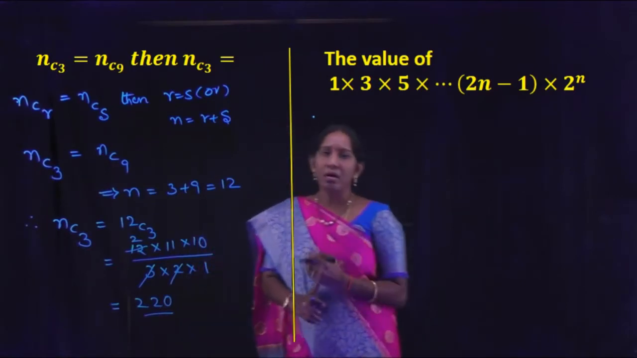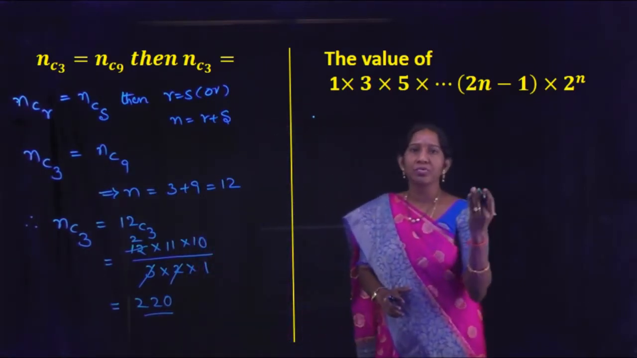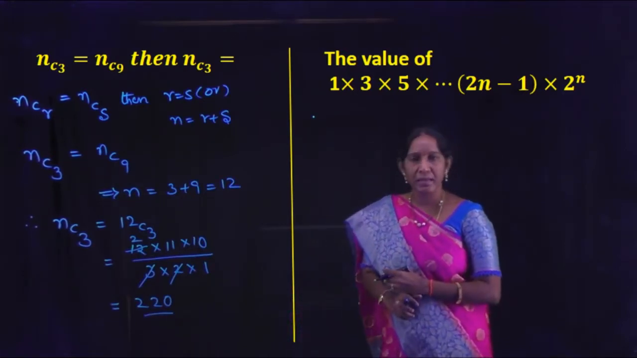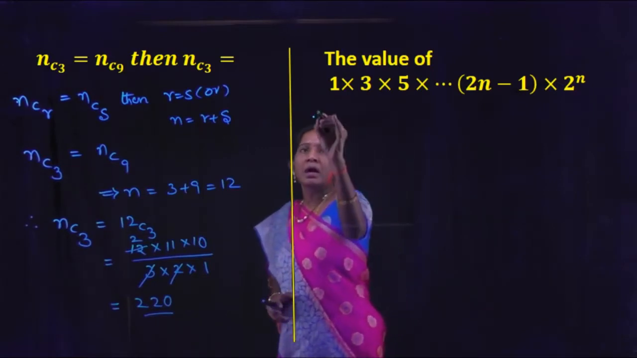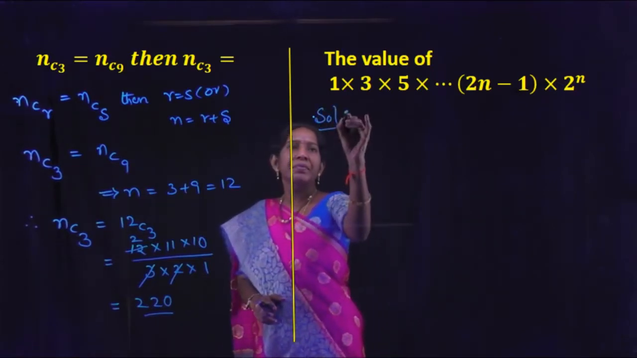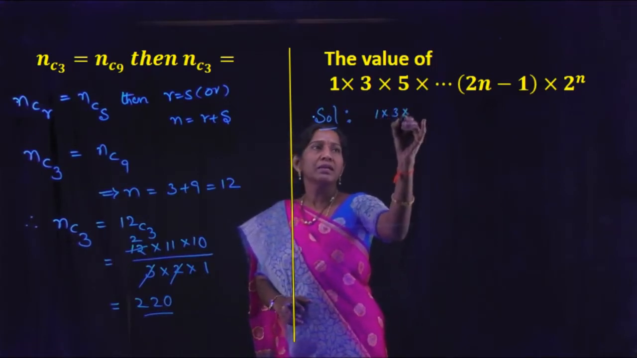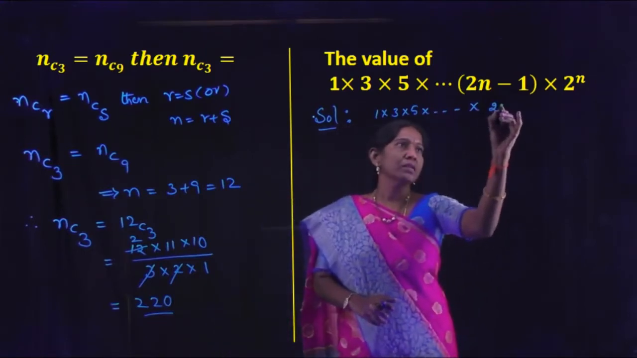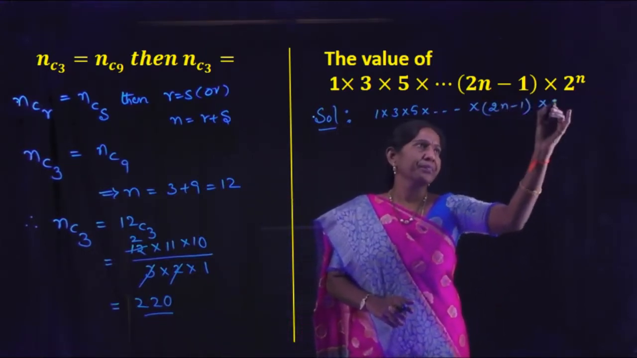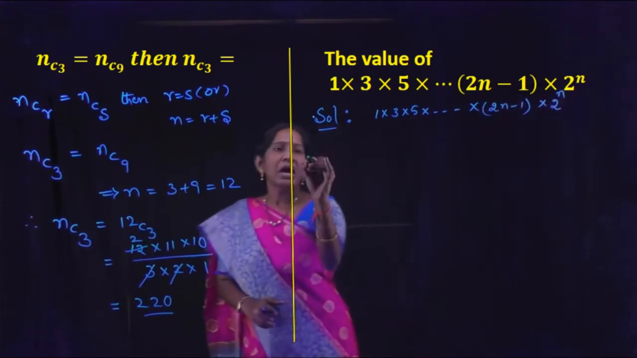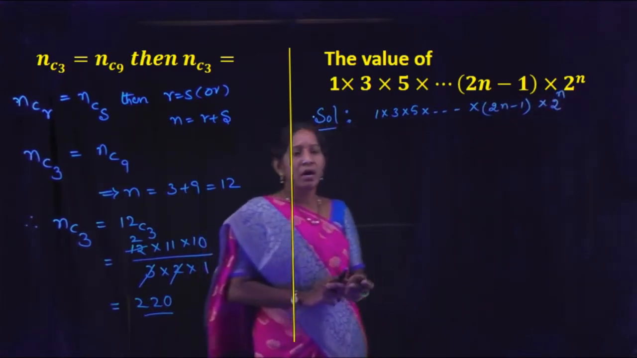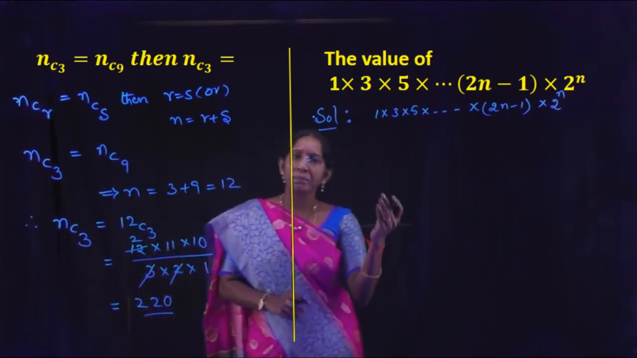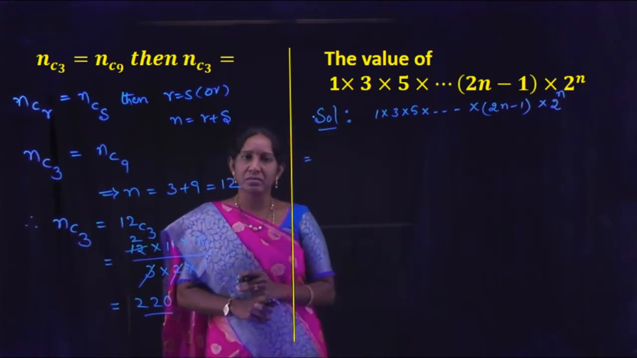Find the value of 1 into 3 into 5 and so on up to 2n minus 1, into 2 to the power n. The given form is 1 into 3 into 5 and so on, 2n minus 1, into 2 to the power n. If we observe the given form, there are only odd numbers, so even numbers are not there. That's why we multiply and divide by the missing numbers.